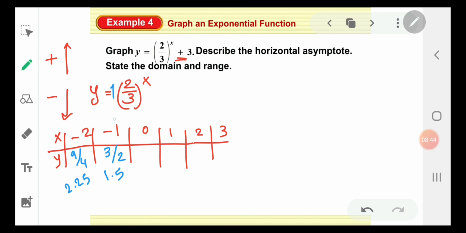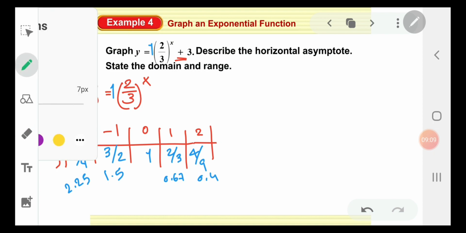0, of course, is the y-intercept, which is not written. It means it is 1. When x is equal to 1, (2/3) to the power 1 remains as it is, which in decimal form is 0.67. When x is equal to 2, it is 4/9, which is 0.4. I assume those are enough values. Let's now start sketching the graph.